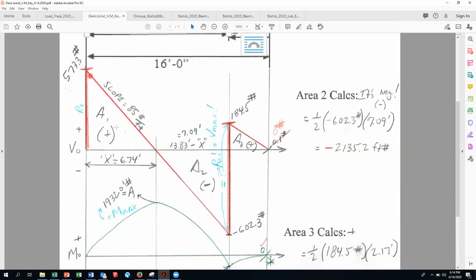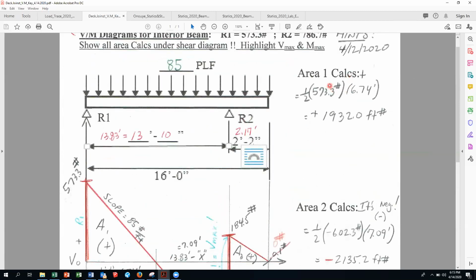Area 1 is a triangle. Some of you forget the half, so that threw your numbers off. Okay. Whoops, should go to area 1, shouldn't I? So the area 1, that's 1/2 the shear times the distance. 573.3. That distance is 6.74, for a value of 1932.0 foot-pounds. Okay.